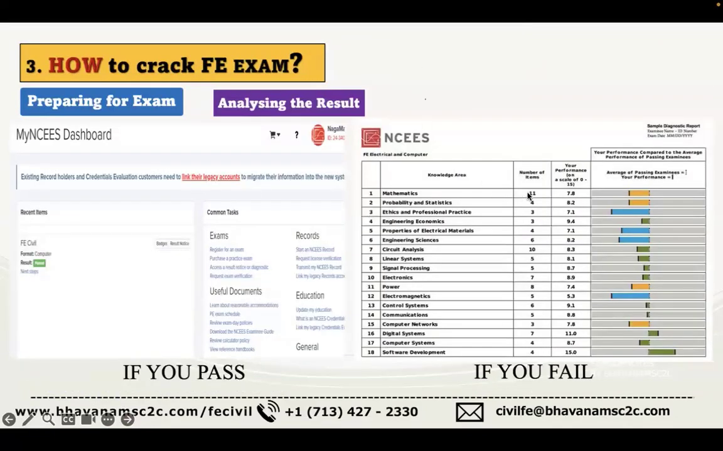If you failed, it will show you your score sheet. It will explain in which subject your score is low and in which subject your score is high. Accordingly, you can pick up the corresponding subjects and go ahead with the preparation.